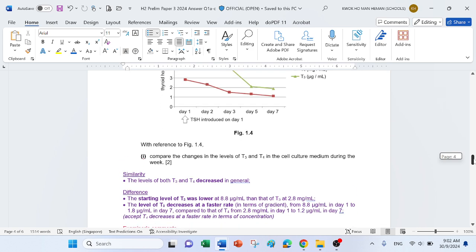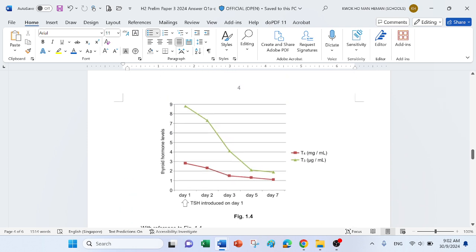Okay, so for the difference, take note of the units given, right? Some of you didn't even see this, right? You just mention level instead of using the unit, or you say arbitrary units. The exact units are given. Okay, and the T4 and T3, right, has different units. Right, T4 is in milligram and T3 is in microgram. Right, milligram mg is 1,000 times bigger than microgram. Okay, so you need to take note of that.